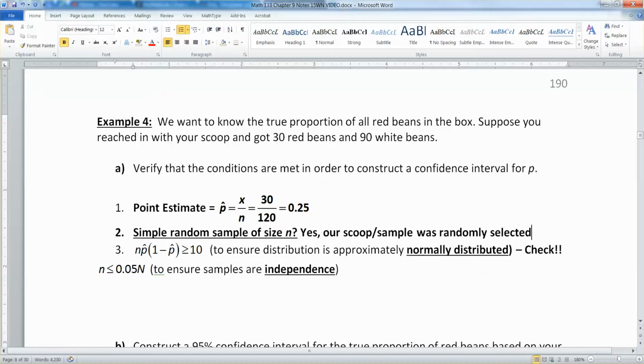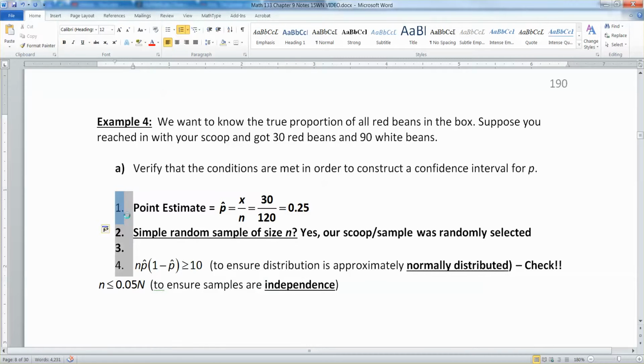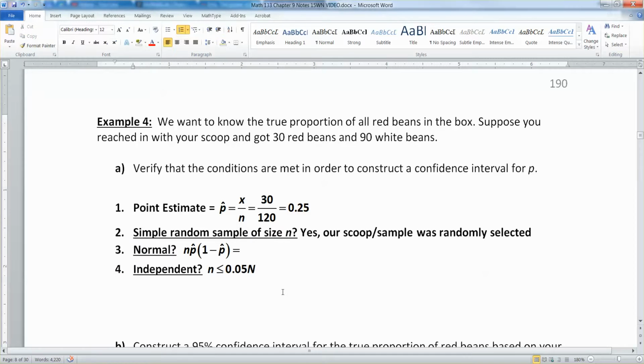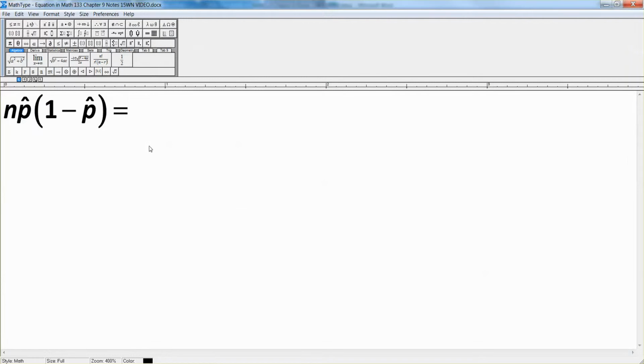All right. Then do we have n times p times 1 minus p greater than 10? Because we need to have that. Or n times p hat. Excuse me. We don't actually know what p is, so we'll have to use p hat. There, I cleaned this up a little bit. Okay, so I'm going to go find n times p hat times 1 minus p hat.